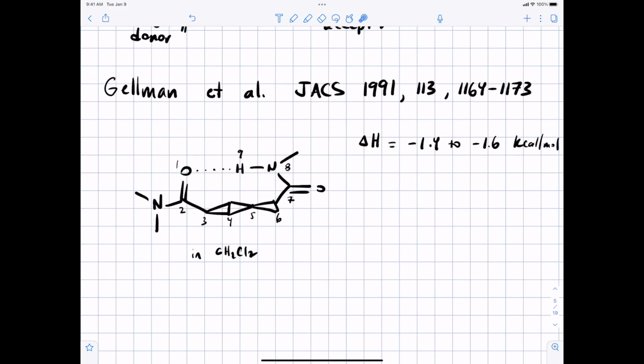Formula for chloroform. Oh, that's not chloroform. Sorry. So this is CH2Cl2. It was dichloromethane. So approximately 2.5 angstroms between the hydrogen and the oxygen.